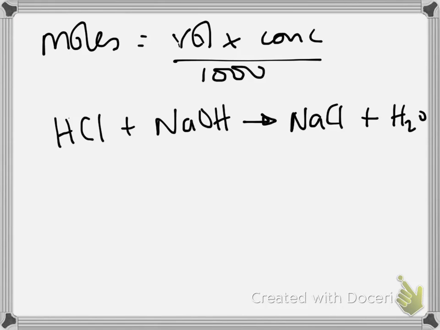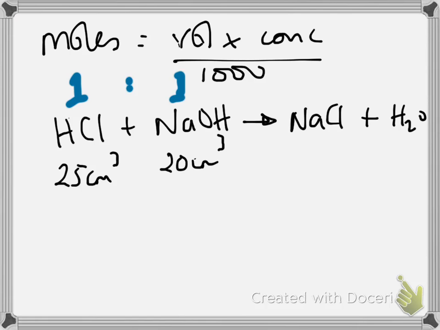So what we can tell, just to remind everyone, is that the ratio in this equation is 1 to 1. The ratio of the reactants is 1 to 1. The reason it's 1 to 1 is because there's no numbers in front. Okay, remember those numbers. What was the volume of HCl? 25. What was the volume of NaOH? 20. And what was the concentration of NaOH? 1 molar, 1 mole per decimetre cubed.